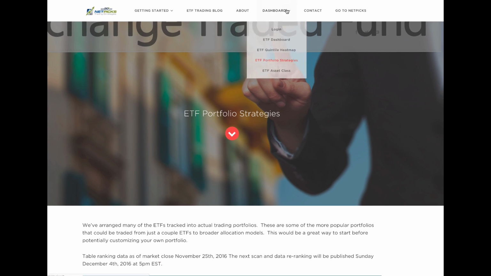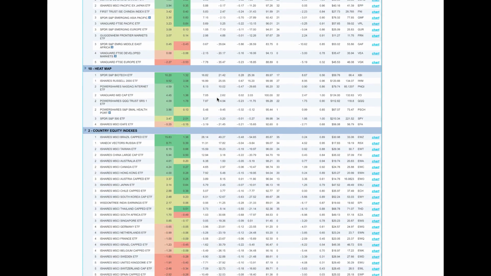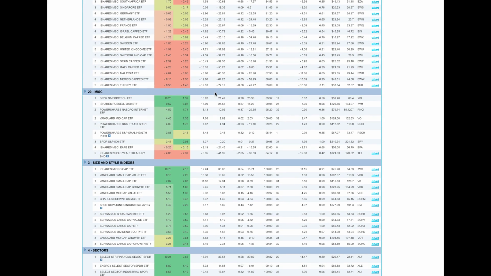But let me show you what I came up with for myself, and it doesn't mean it's the answer for you. I have this little miscellaneous under asset classes. It probably should be in the portfolio section, but I put it here. This number 20 miscellaneous. These are actually the funds that I personally trade for myself. Now I have an allocation.